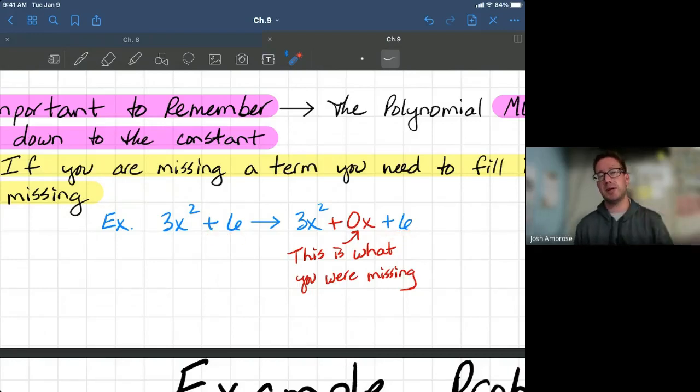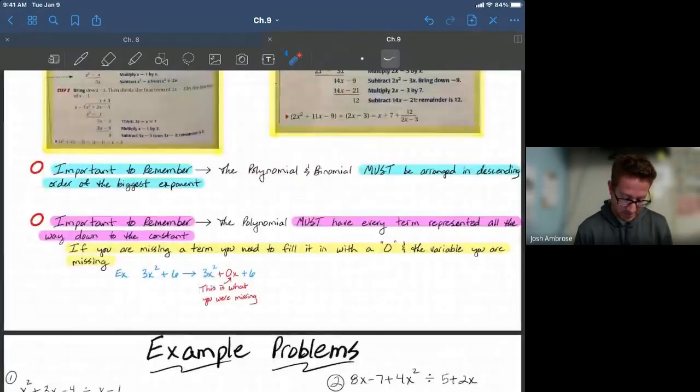By you putting a plus 0x into the polynomial, you're not actually changing the polynomial at all. But when you do long division, every single term in perfect descending order must be represented, or else the problem will not work out. Okay? Okay, let's do some example problems.